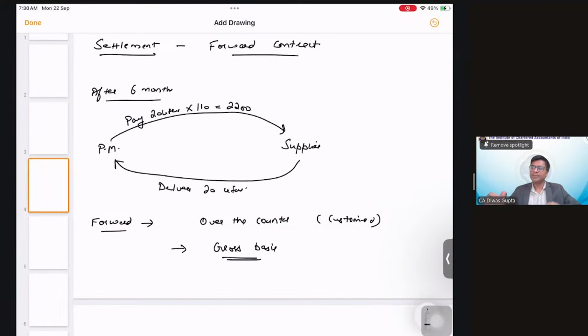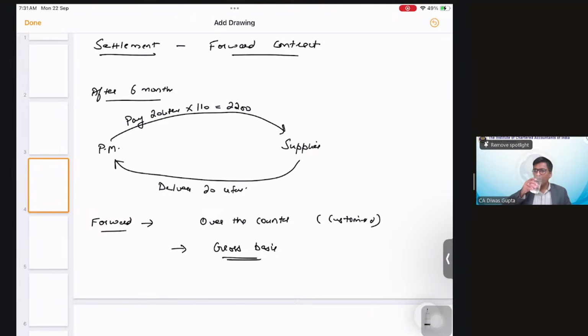Yeah, I have a question. Yes. Is this a binding agreement? Forward contract? Yes, this is a 100% binding agreement, because if you don't honor the commitment, you will end up having repercussions as mentioned in the contract, right?